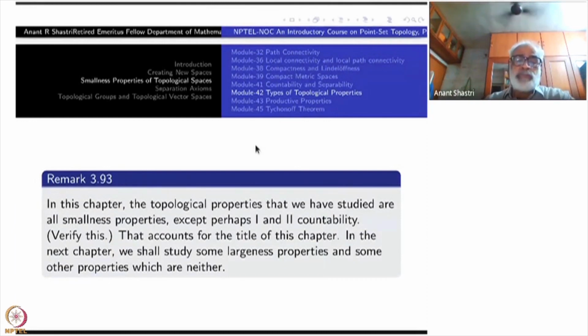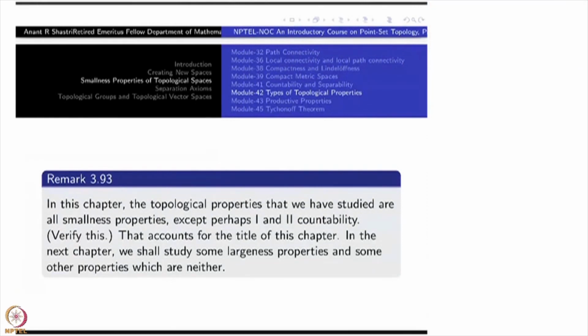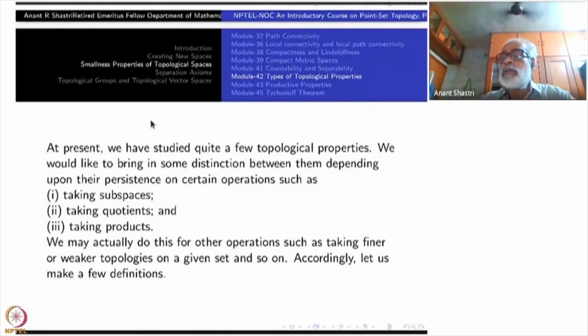The next chapter will consider those which are likely to be called largeness properties. Some of them, like Hausdorff, and first and second countability, are not exactly largeness properties in our definition. At present, what are the things we have studied? Like path connectivity, and all these things, right?